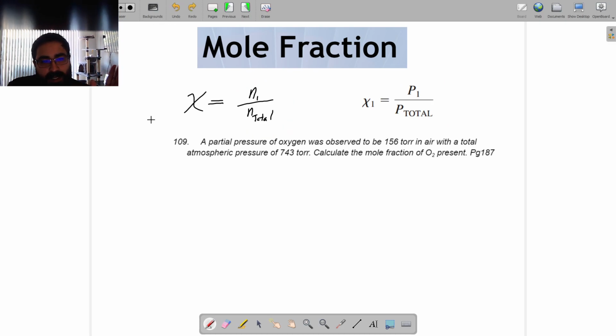Now, let's take a look at this problem. Let's just read it. A partial pressure of oxygen was observed to be 156 torr. Now remember, torr is the same thing as mmHg. With a total atmospheric pressure of 743 torr. Calculate the mole fraction of O2 present.